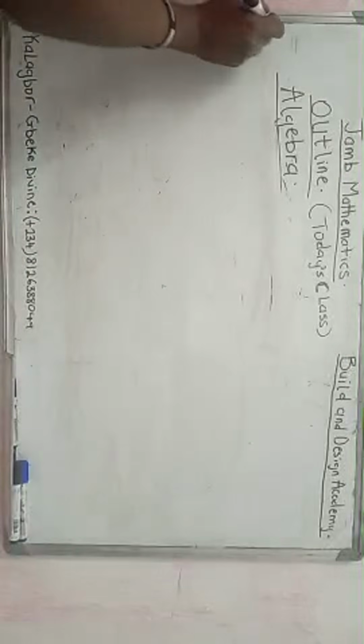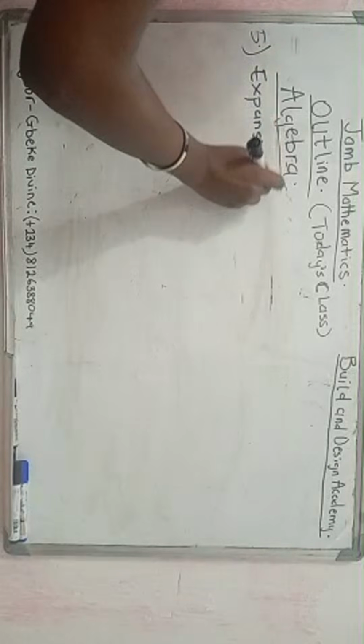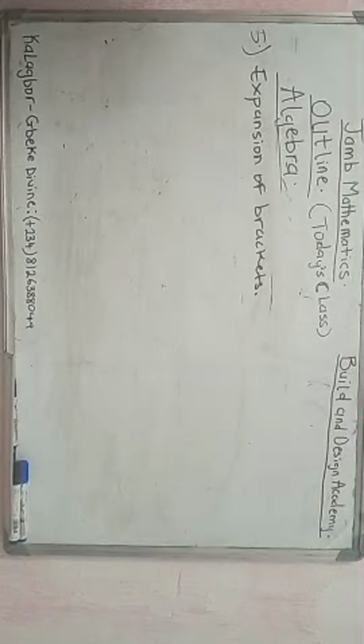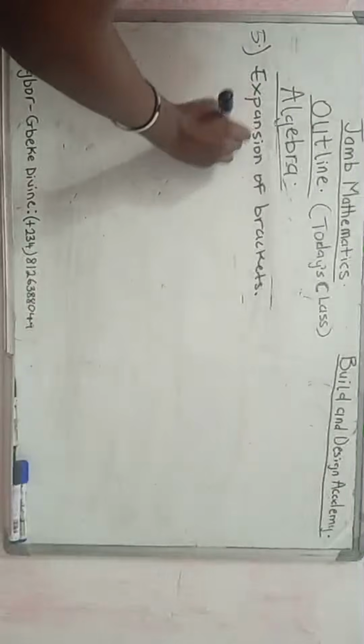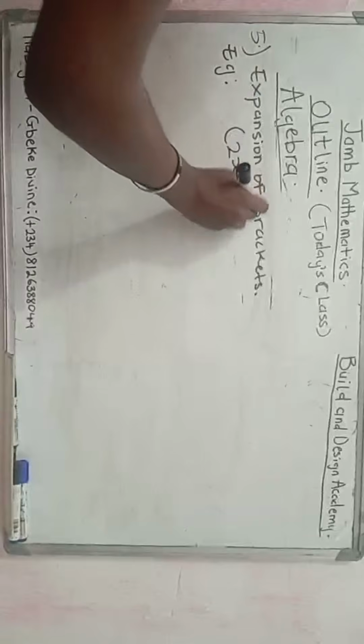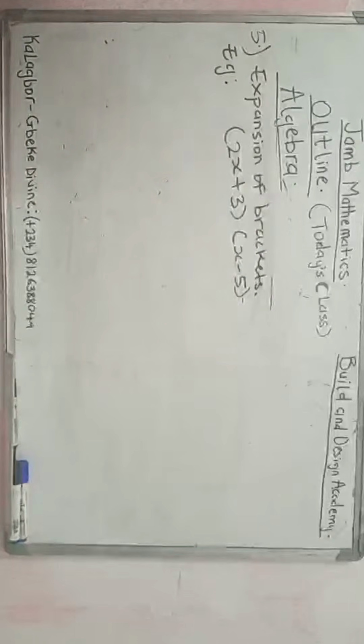So number 5 is what? Expansion of brackets. Now, let's say we have, as an example, 2x plus 3 into 5, x minus 5. And we are asked to expand this bracket. So the first step is to what?